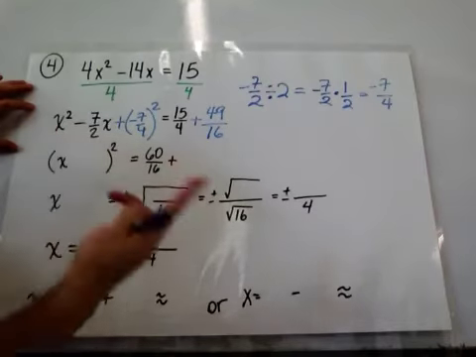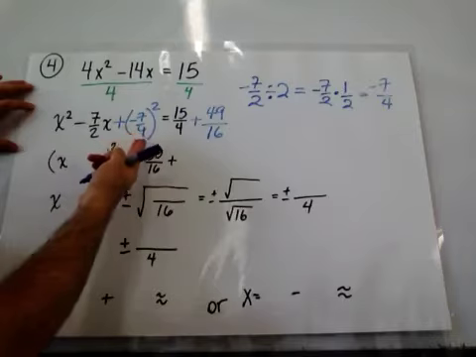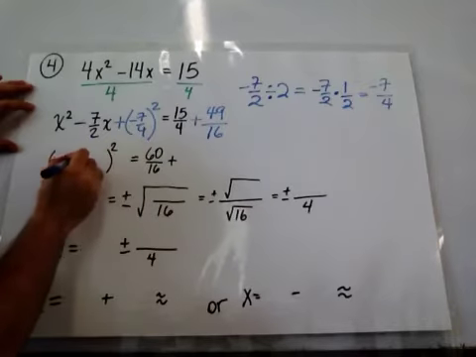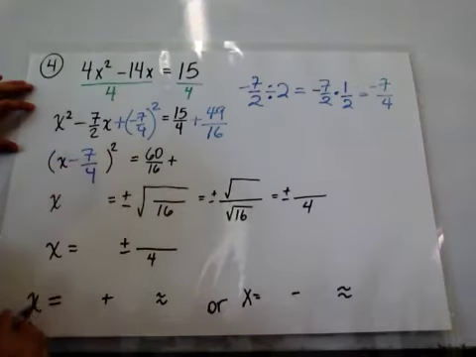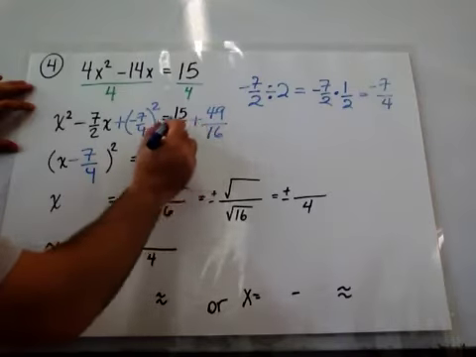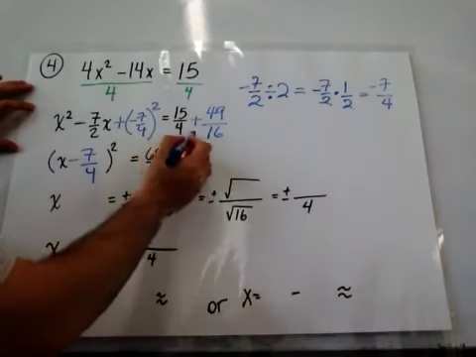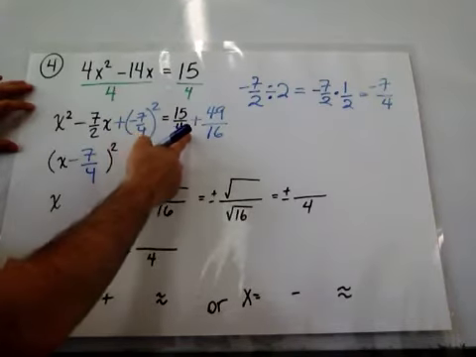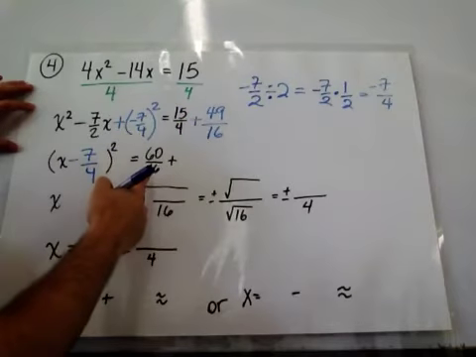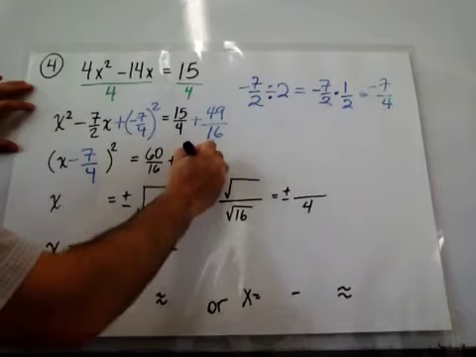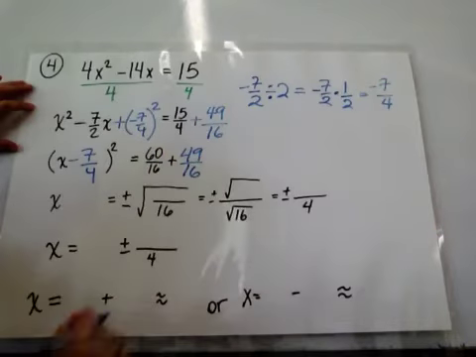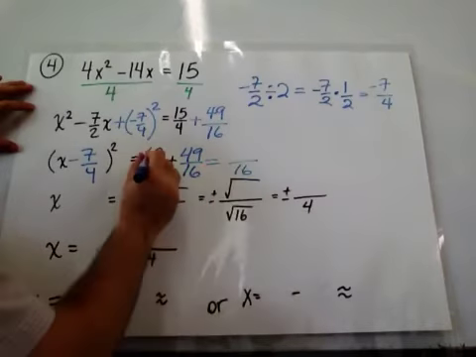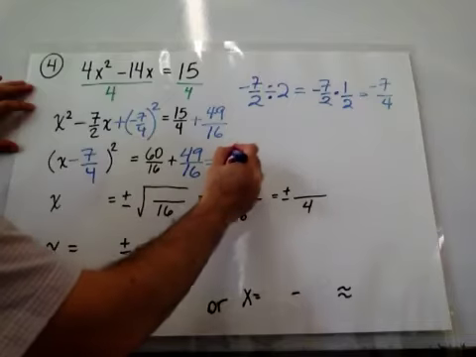We can factor this because the two numbers whose product is negative 7 fourths squared and sum is negative 7 halves are negative 7 fourths and negative 7 fourths. So we just put negative 7 fourths. Now we need a common denominator. Between 4 and 16, it is 16. So for 4 to become 16, it's times 4. So 15 times 4 is 60. That's 60 sixteenths and 49 sixteenths. Right. We add these two, that's sixteenths. 60 plus 49 is 109.